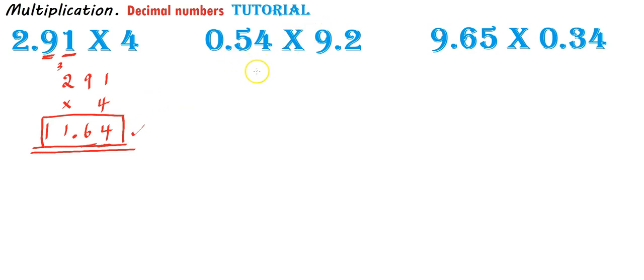Do the same over here. So instead of 0.54, I just go 54 multiplied by, not 9.2, 92. So forget about the decimal points until the very end. So let's go through this.